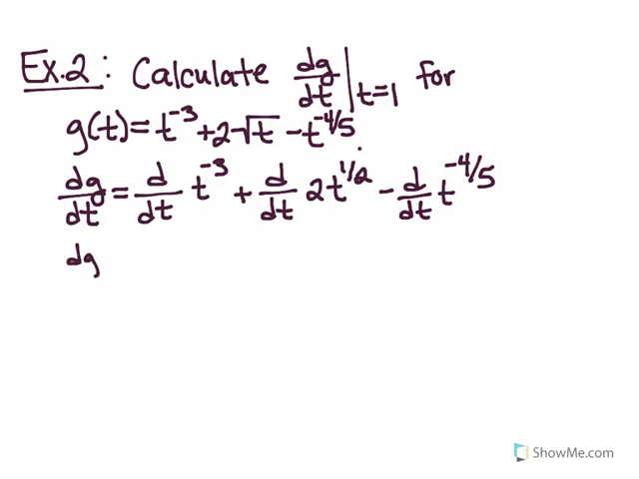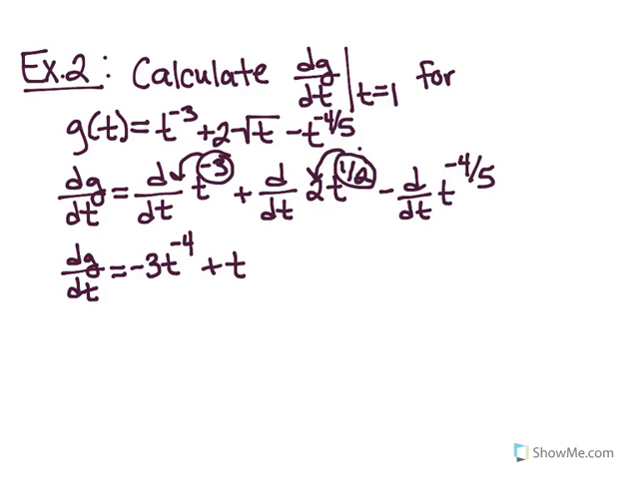So dg/dt equals, here we go. We are going to take our exponent here, bring it down as the coefficient, and reduce it by 1. So -3 t to the -4, plus, and then here we have 1/2. I'm going to multiply that by the coefficient that's already there. 2 times 1/2 is 1, so I'm just left with 1t, and then 1/2 minus 1 is -1/2.